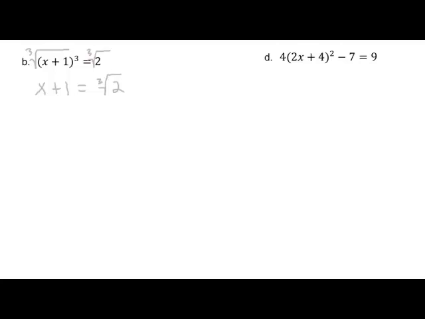And then we just need to solve here, so we need to get x by itself, so we're going to subtract 1. So x equals negative 1 plus the cubed root of 2. Now the cubed root of 2 can't be simplified at all, so we're just going to leave that as is. And again, notice we have an odd root. We took the cubed root, and 3 is odd. So we don't need plus or minus. It's just negative 1 plus the cubed root of 2.